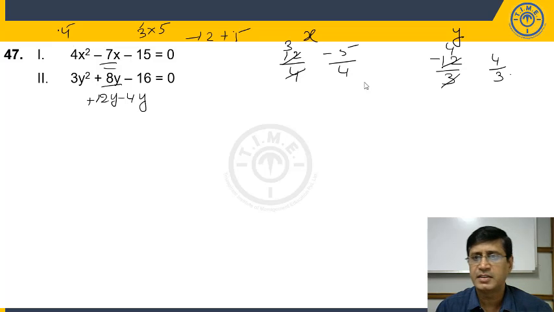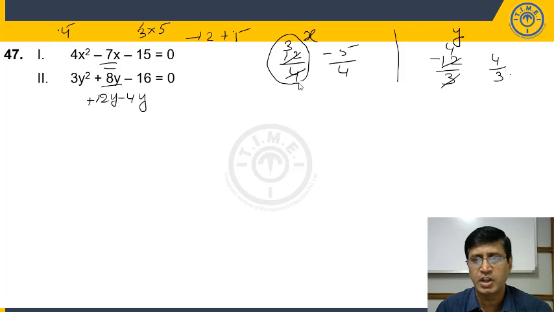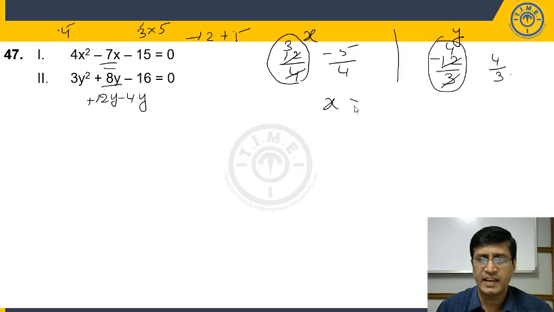Now just compare the roots of the first quadratic equation with the second quadratic equation. What is the right choice here? If you observe the roots, the first root is a positive 3, which is more than the negative value. So x is greater than y.